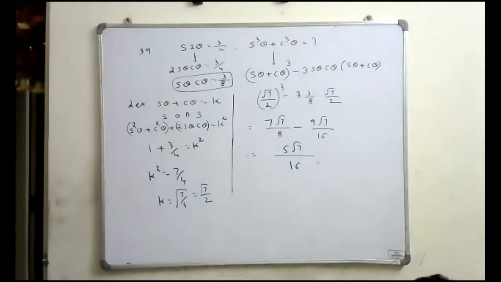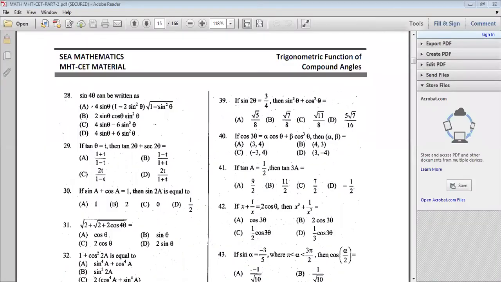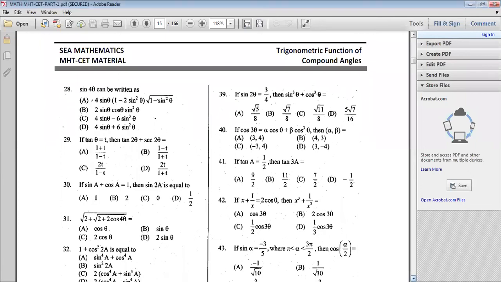Next, look at the next problem. Observe this problem number 40. It's a simple question. Here it is given that cos 3 theta is equal to alpha cos theta plus beta cos cube theta. Then what is the ordered pair alpha comma beta?